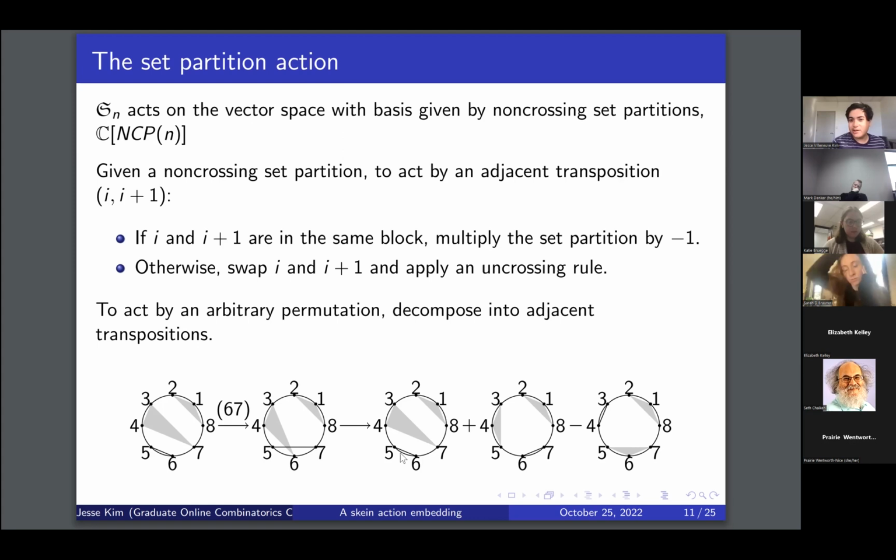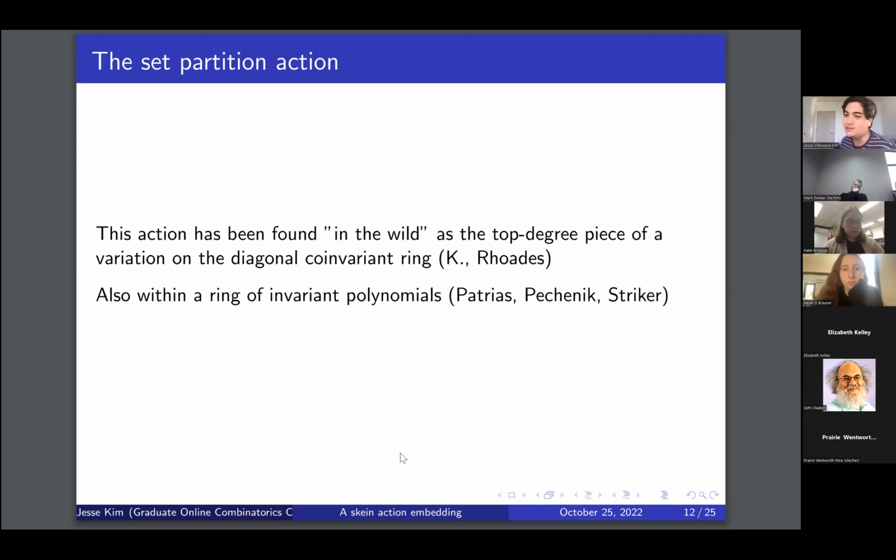Yeah, so that's how this action works. And it's been found sort of in the wild in a few places. So myself and Brendan, we found it as part of the top degree piece of a variant on the diagonal coinvariant ring, if you're familiar with that. It's also been found via invariant polynomials by another group. They found a set of invariant polynomials that if you assign a non-crossing set partition to a specific invariant polynomial, the natural action on polynomials matches this action on non-crossing set partitions. So that at least gives some evidence that it might be worth studying.